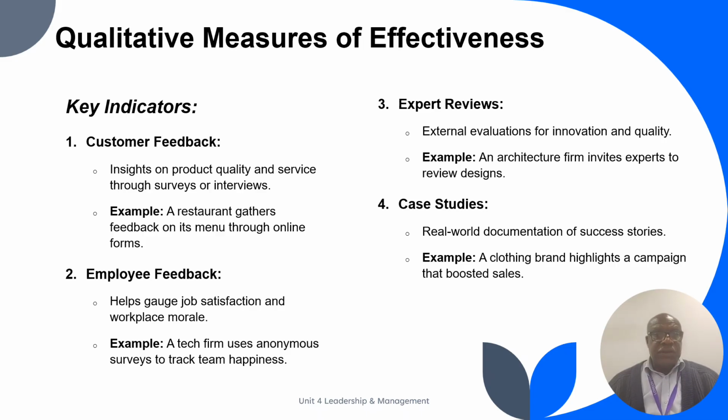The key indicators of measuring qualitatively are here, four of them. So we have customer feedback. For qualitative measurement of effectiveness, we can look at customer feedback. Here is insight on product quality and service through surveys or interviews. For example, a restaurant gathers feedback on its menu through online forms.